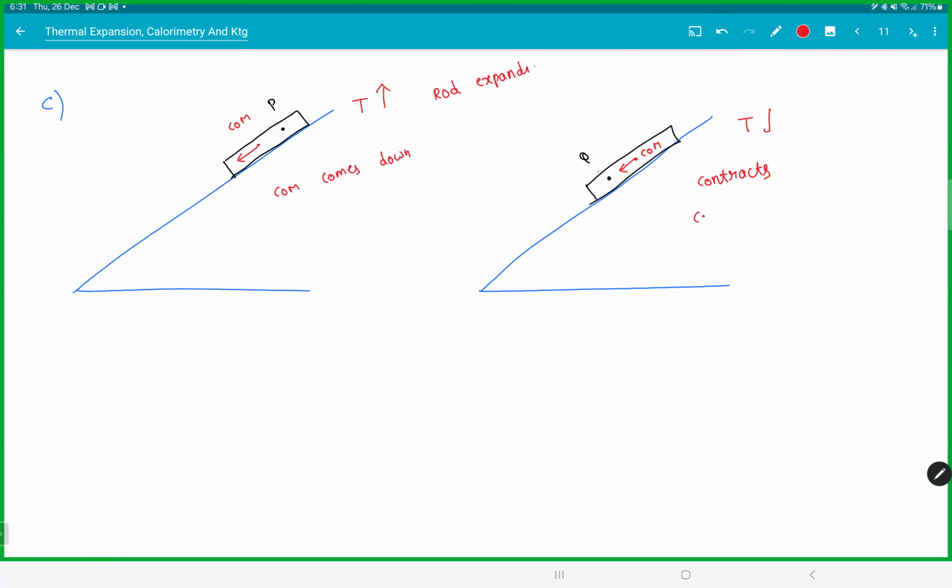Is that making sense? So whether you increase the temperature or decrease the temperature, rod will always go down. So center of mass always goes down, whether you increase or decrease the temperature. So eventually it feels like the rod is crawling on the floor. Eventually it will fall down.